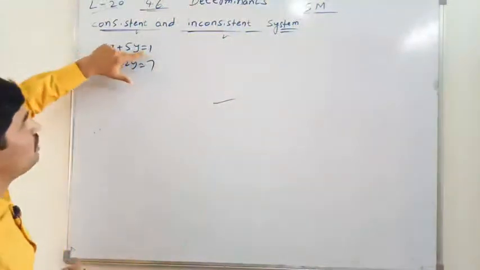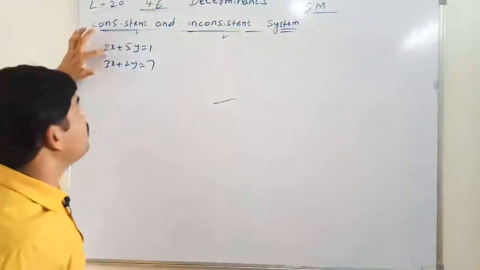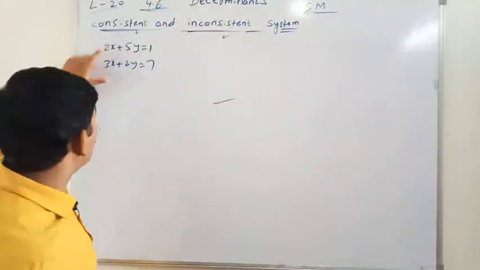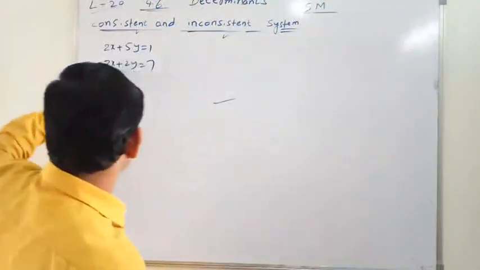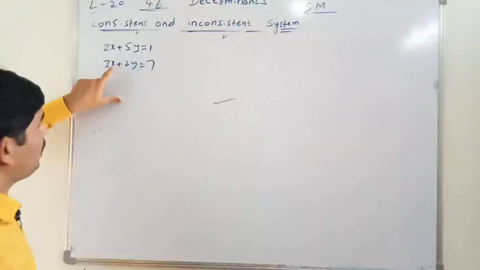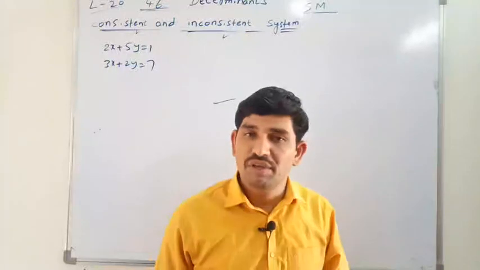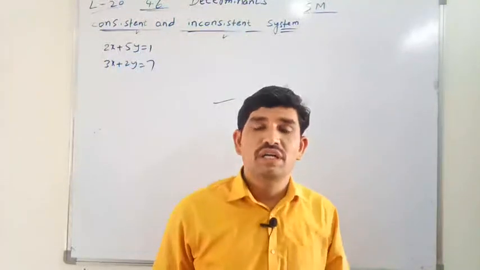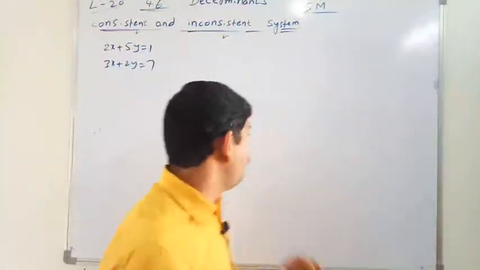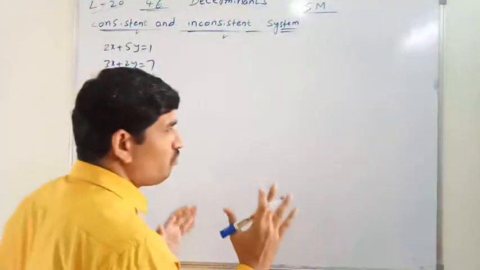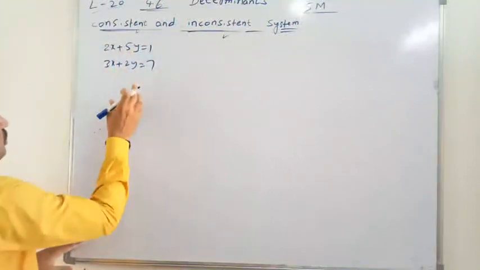Suppose we take one of the linear equations: 2x plus 5y is equal to 1. Is it a linear equation or not? Yes sir, it is a linear equation. In one variable or two variables? In two variables, because it has x and y, which are variables. One more equation is also there, again having x and y as variables. So there are two linear equations here. By taking this example, I will definitely explain the consistent and inconsistent system.